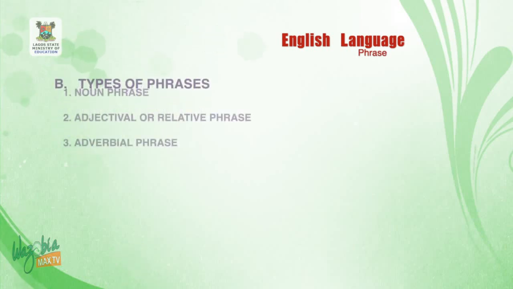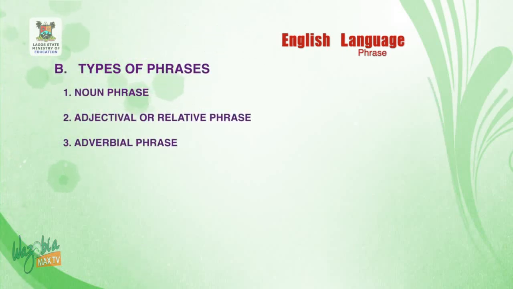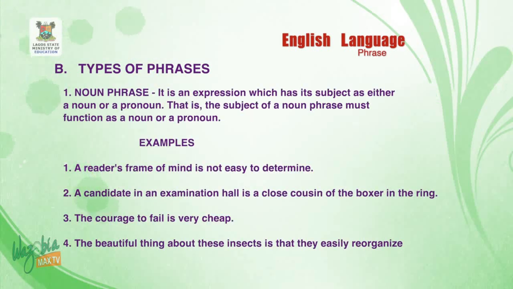There are various types of phrases, but for examination purposes, I will teach you only three types of phrases, which are noun phrase, adjectival phrase, and adverbial phrase. A noun phrase is an expression which has its subject as either a noun or a pronoun. For example, a reader's frame of mind is not easy to determine. A reader's frame of mind is a phrase.